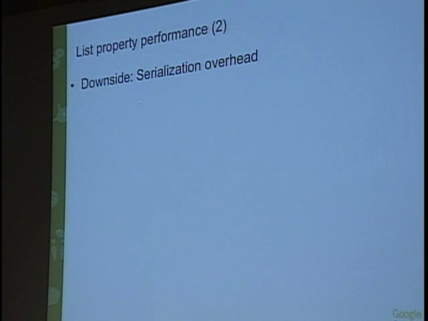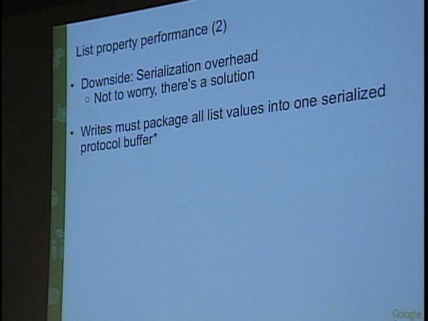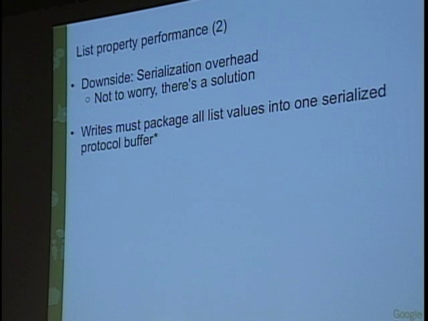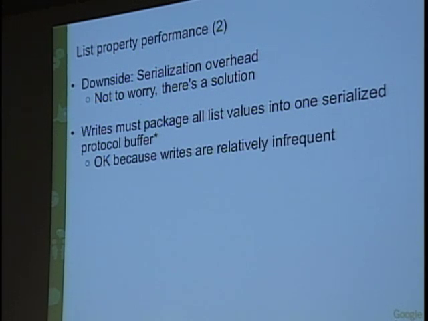List property performance. There is this downside of the serialization, deserialization overhead. Again, I'm looking ahead a little bit because we actually have a solution for that. To explain the serialization, deserialization, I think I should mention that the datastore stores all the name value pairs in what is called a protocol buffer. This is a very compact way of storing data.